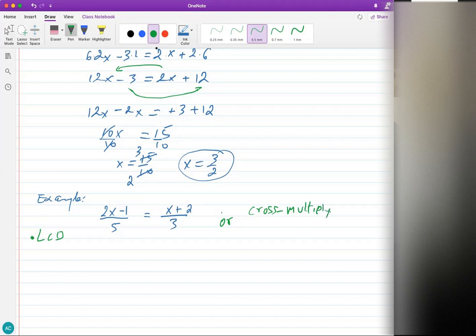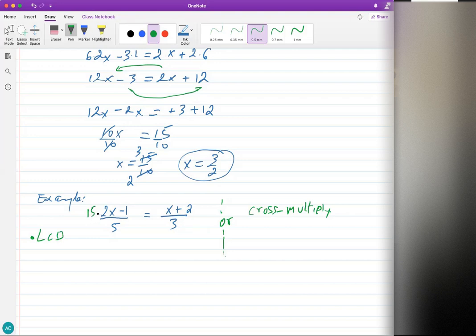Either way, we get the same result. So let's try to cross multiply. Or actually, let's use both. Let's try to do both. So what is the LCD here for 3 and 5? 15. That's right, that's 15. Okay, so let's multiply both by 15.